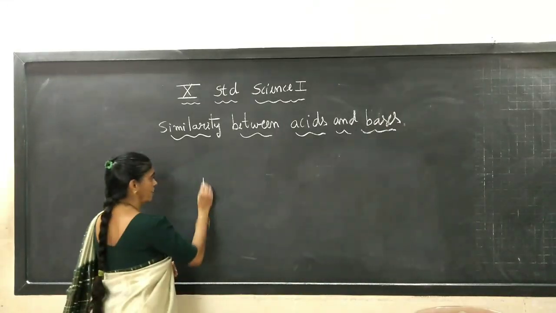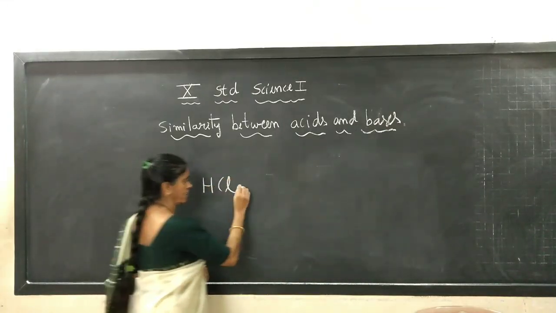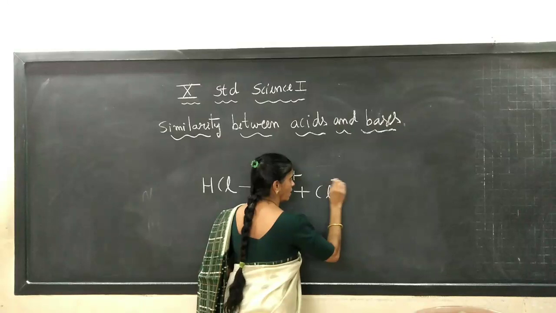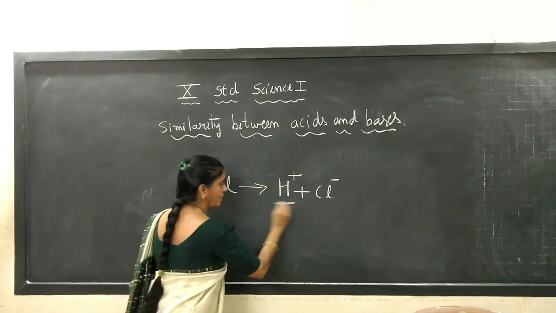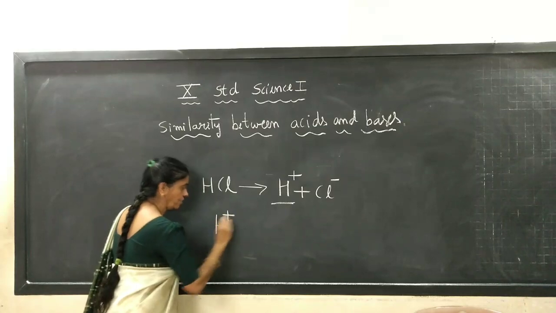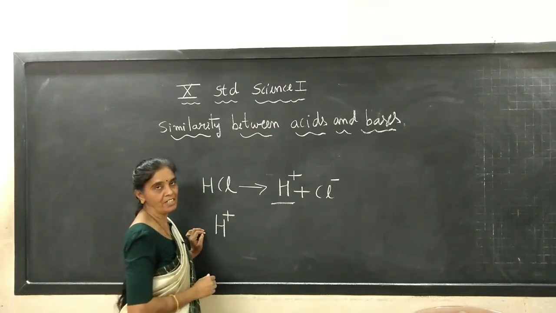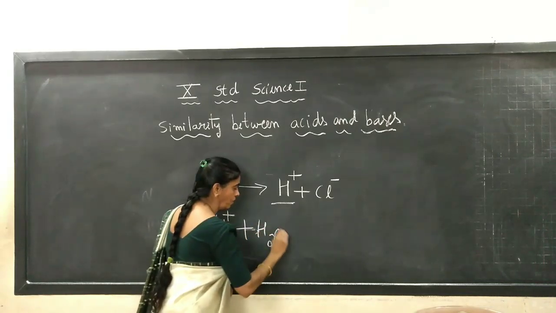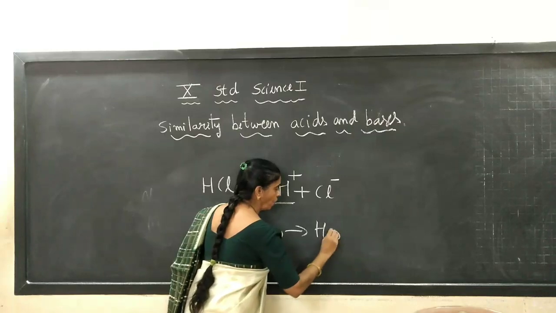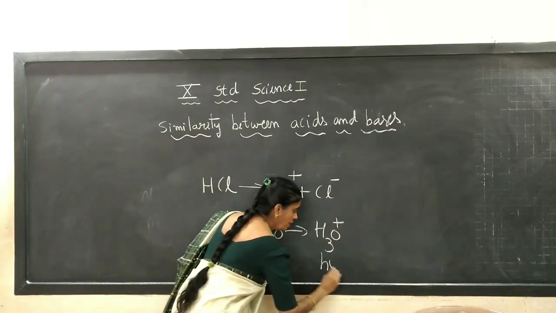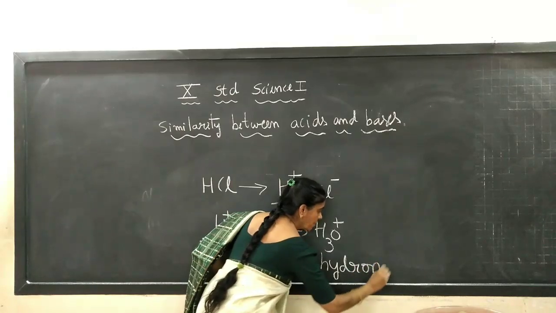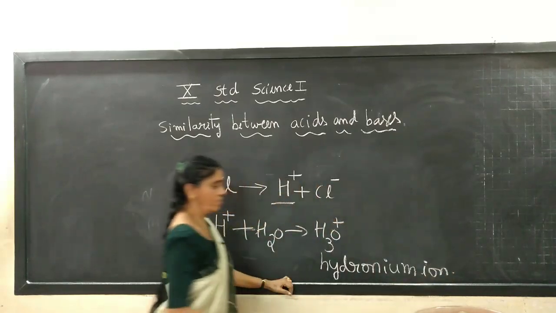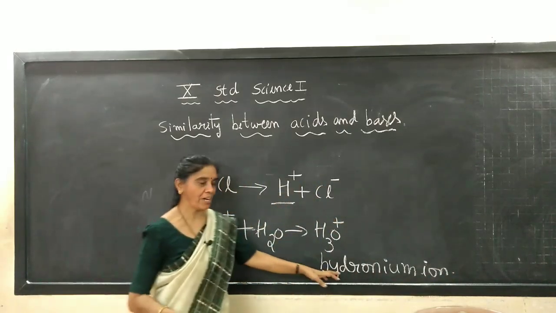Acids, as I took earlier, hydrochloric acid, breaks into hydrogen ion plus chloride ion. Now this hydrogen ion will not exist alone in the water or in the solution. It combines with the water molecule and forms H3O plus. It is called hydronium ion. So acids in water produce hydronium ion.